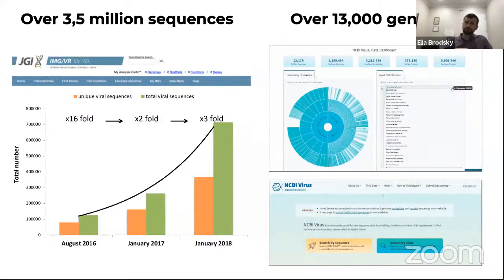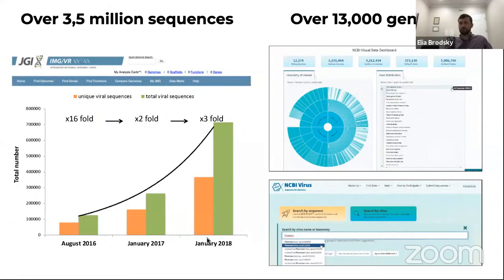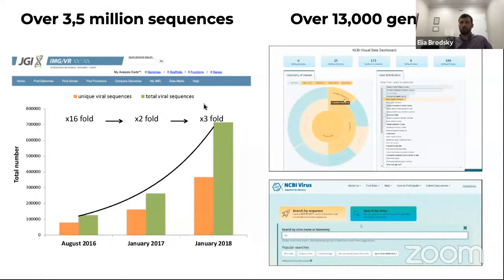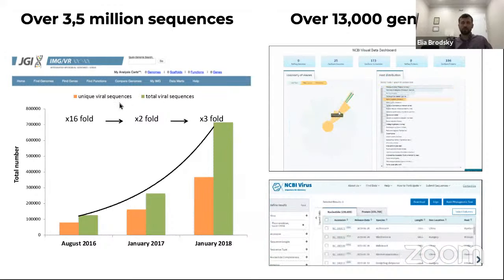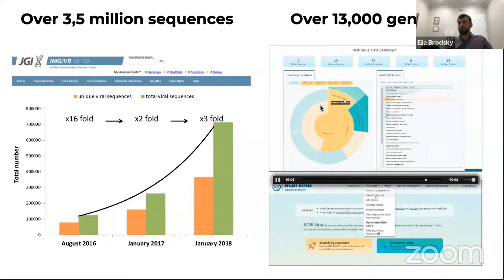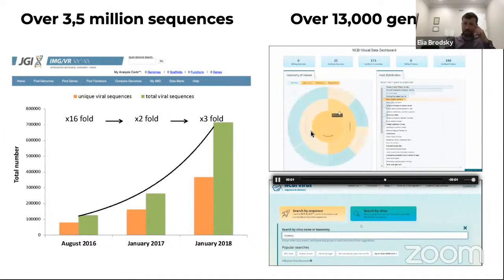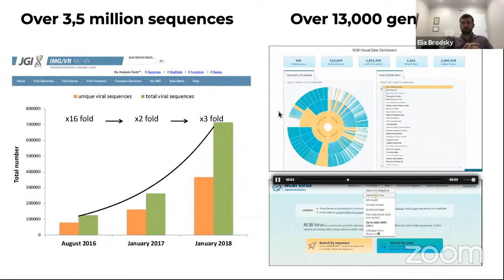Here you can see some information on viral sequences, and this information is located in a couple of locations. For example, we have the Joint Genome Institute that hosts, by January 2018, over 700,000 total viral sequences, or close to 400,000 unique viral sequences, so a huge amount of data, over 13,000 complete annotated genomes of different viruses, and millions of sequences of viral genes and proteins. So a huge repository of data.